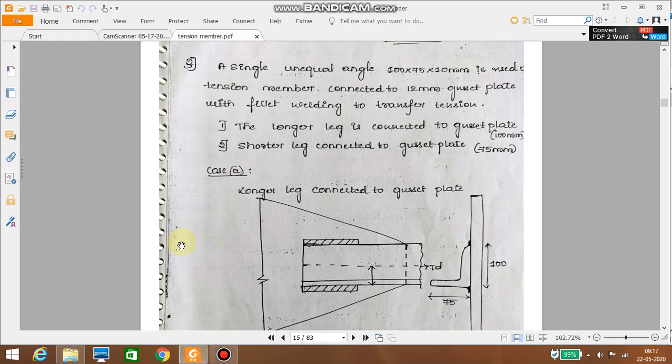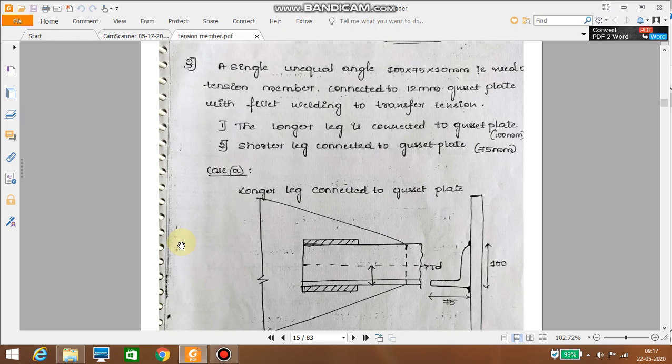A single unequal angle 100 by 75 mm by 10 mm is used as a tension member connected to a 12 mm gusset plate with fillet welding to transfer the tension. First case, the longer leg is connected to the gusset plate, that is 100 mm, and the second one, the shorter leg is connected to the gusset plate, that is 75 mm.